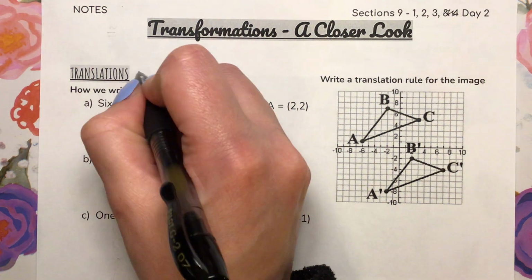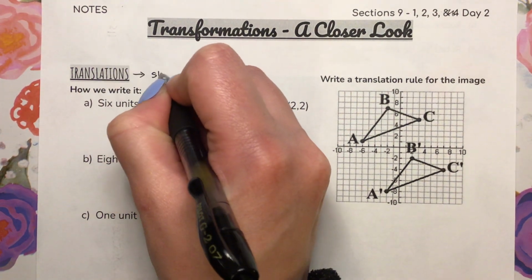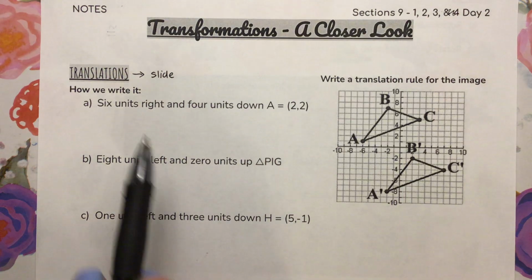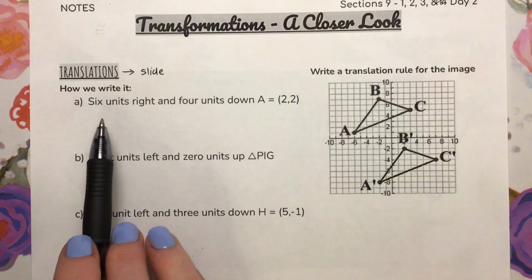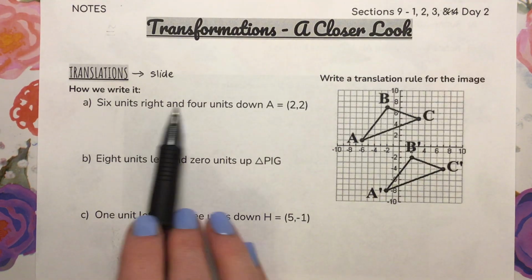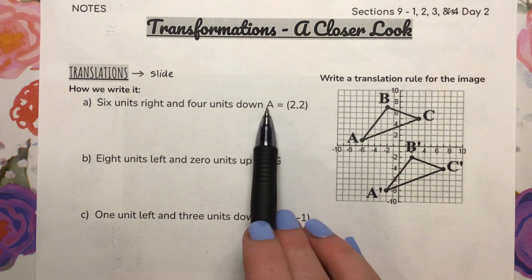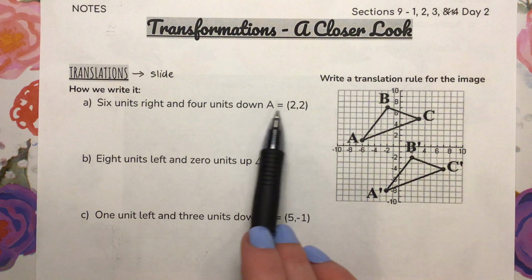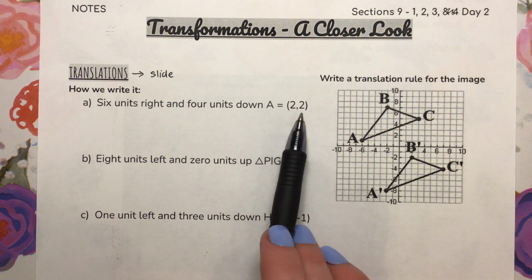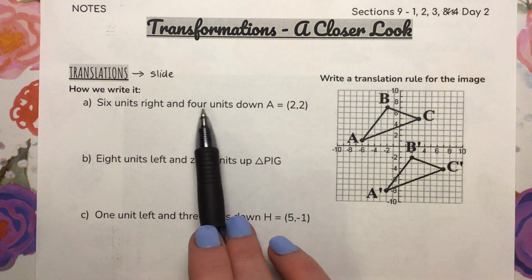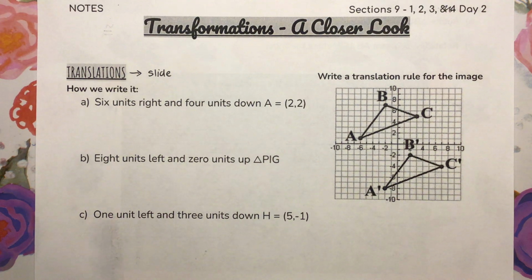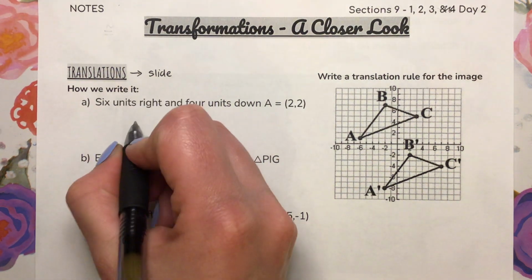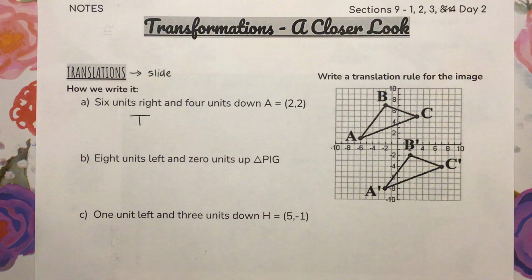So translations, just to remind you, means to slide a shape. And it says how we write it. So how are we going to write 6 units to the right and 4 units down if we want to move point A? This has nothing to do with the graph, this is just an example. If we want to move point A, which is at 2, 2, 6 units right and 4 units down, well, this is a translation, so a capital T is going to represent translation.